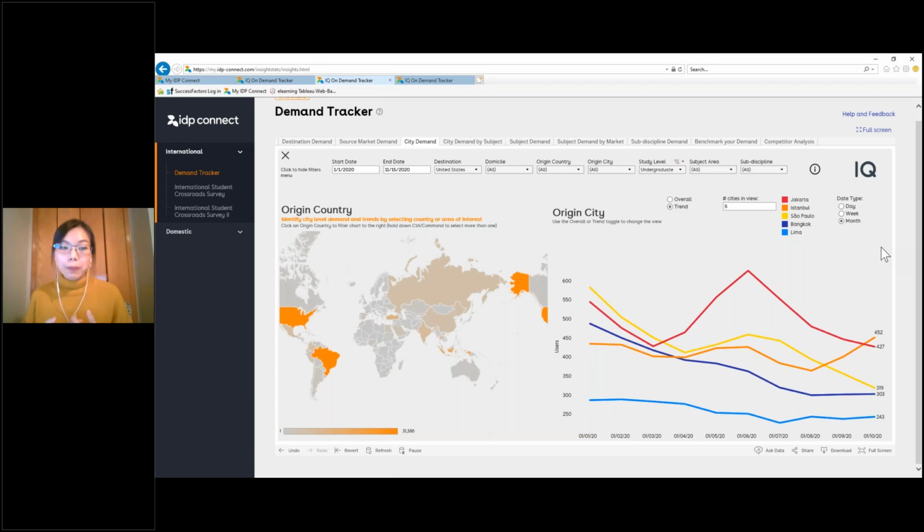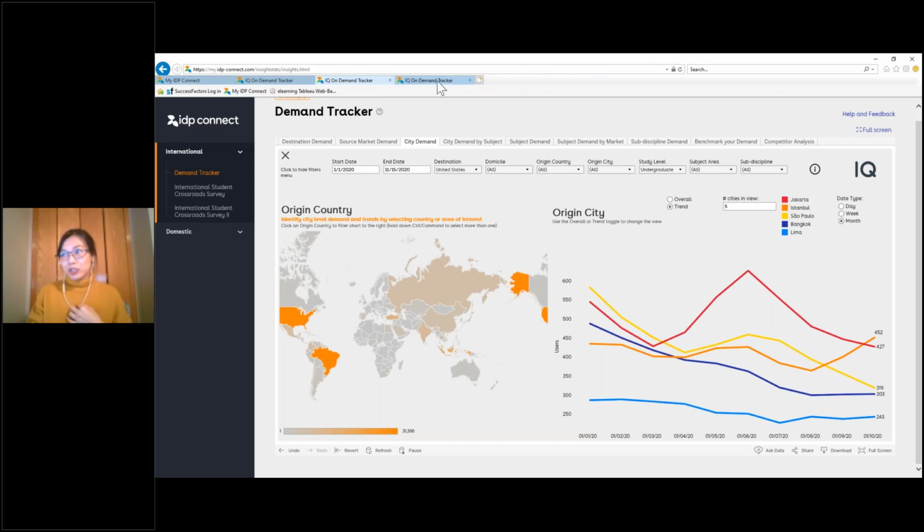Just keep in mind that the number is getting a little smaller, because the more filters you apply, or the more level of detail you apply to your data, the number will get smaller. Right now it's not super bad compared to the month view, but you can see that if we only select undergraduate, the top cities change, or at least the order changes. So now you can emphasize where you would like to allocate your time and your resources.